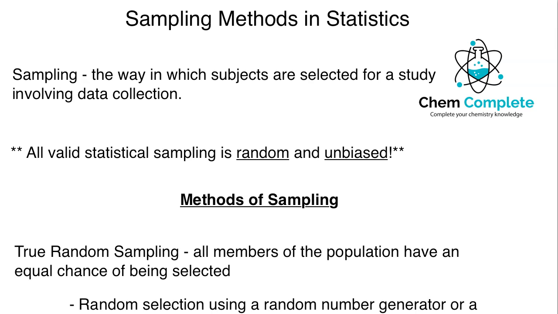Hi there everybody, welcome back to the Chem Complete channel, and in today's lecture for statistics we are going to be talking about sampling methods in statistics and the different methods that we can use in order to ensure that we have a random unbiased sample that will be useful for a study. So that is coming up on the channel right now.